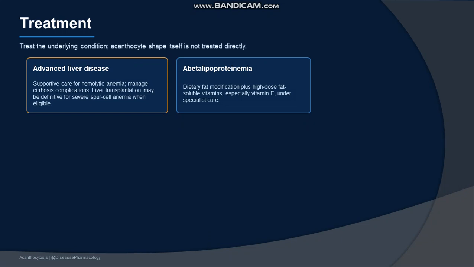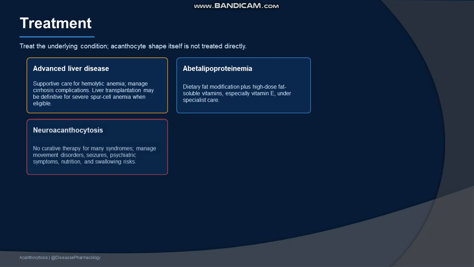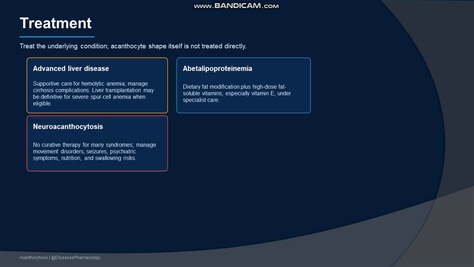Abetalipoproteinemia can be treated with vitamin replacement therapy like A, D, E, and K. Vitamins should be provided to the patient. Neuroacanthocytosis: no curative therapy for many syndromes; manage movement disorder, seizures, psychiatric symptoms, nutrition, and swallowing risk.